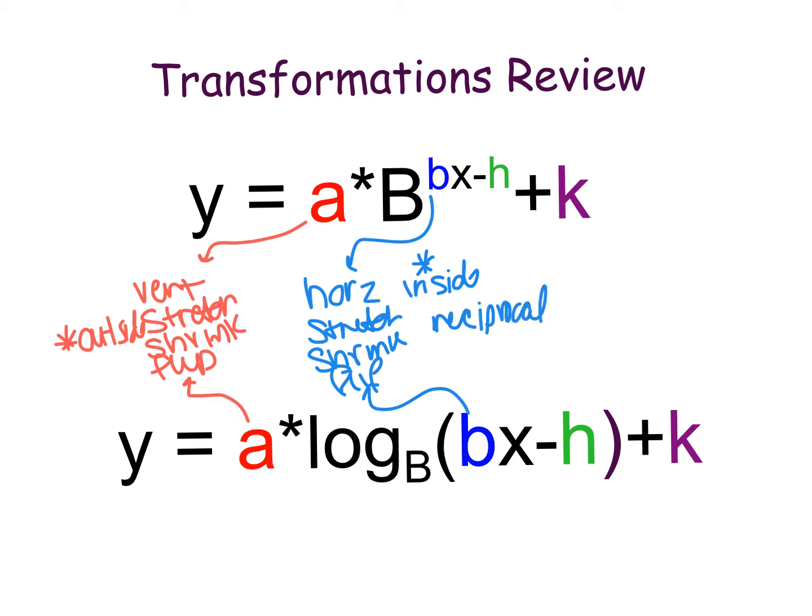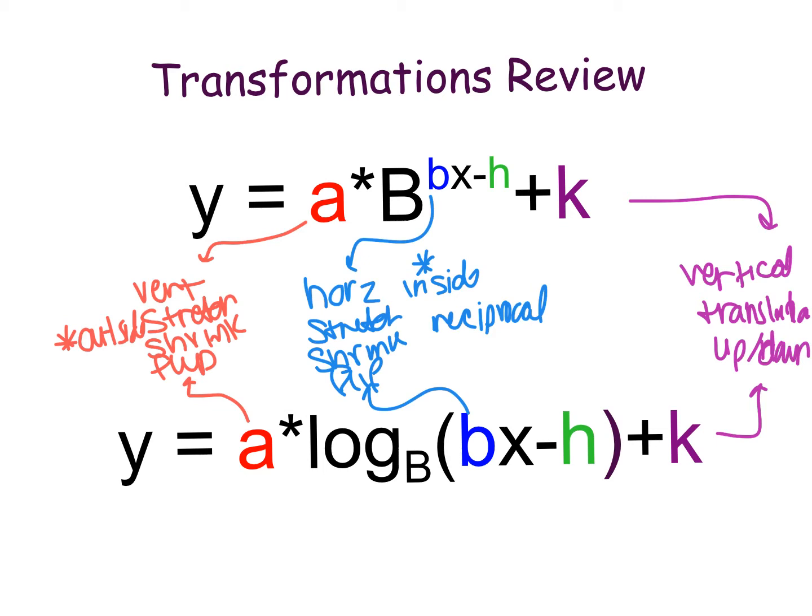Then next we have our k value, which is a vertical translation. So it's going to make the graph move up and down. We move up and down when we perform our k value, and it's going to be an addition or subtraction on the outside. And it works just as expected. So if we're going to move up 3, we add 3 to the outside.